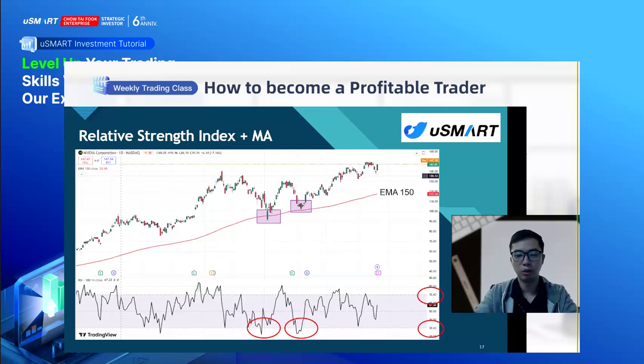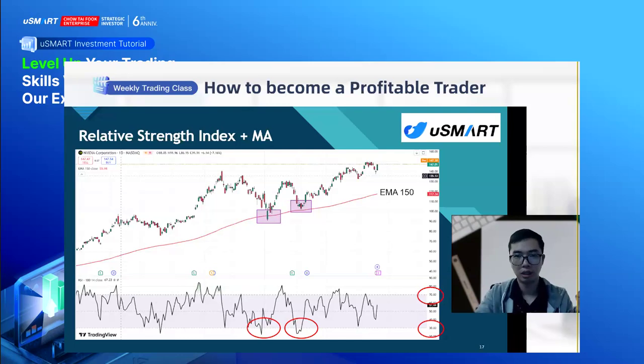So now we talk about market trends. Then we talk about support and resistance. Next we talk about chart patterns. Then now we talk about technical tools, which is moving average and also relative strength index.